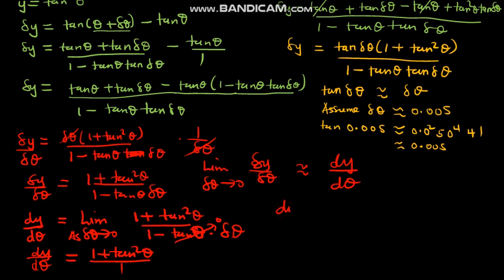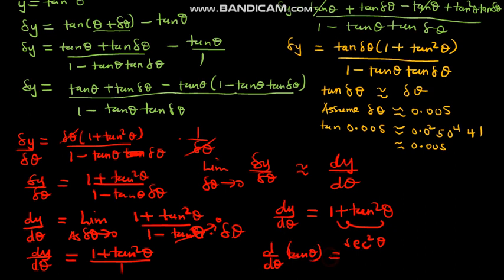So dy d theta is equal to 1 plus tan squared theta. But this identity in trig is the same as saying sec squared theta. So the derivative of tan theta is sec squared theta from first principles.